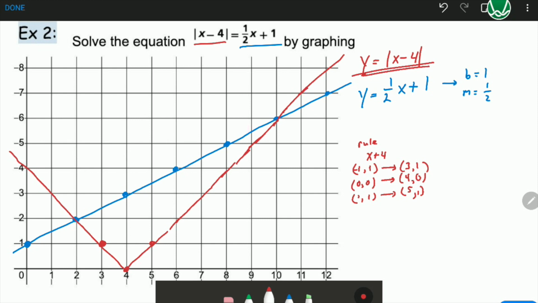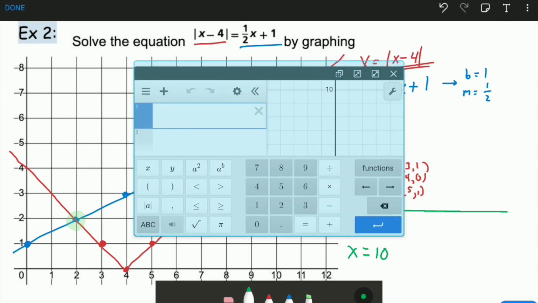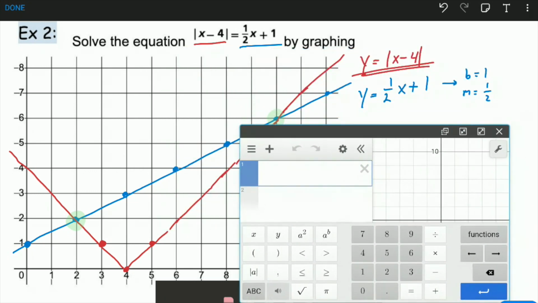You can see this time we have two intersections, right here and right here, which means we have two solutions. Those two solutions are at x equals 2 and x equals 10. And when you're solving by graphing, it is always nice to check using a graphing calculator. So I didn't do that on the first one, but I'm going to do that one here since this one's a little bit more spread out.